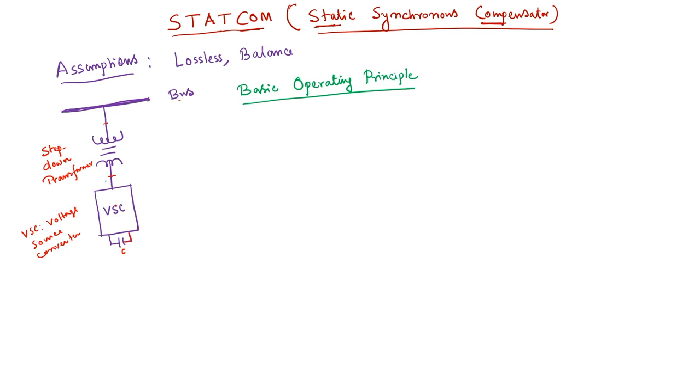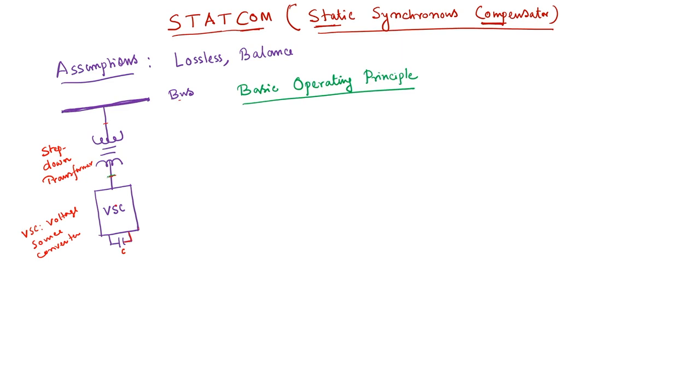Unlike this impedance or susceptance based compensator, where we have seen that the role of the power electronic switches is to vary the susceptance or impedance of the SVC and TCSC respectively, here the role of the power electronic switches is quite different. The role of the power electronic switches here is to generate a three phase voltage similar to a generator.